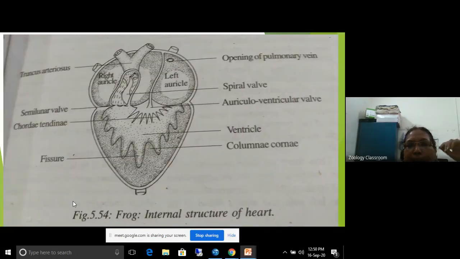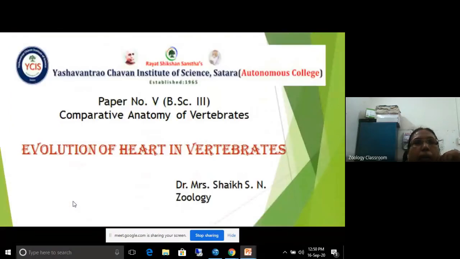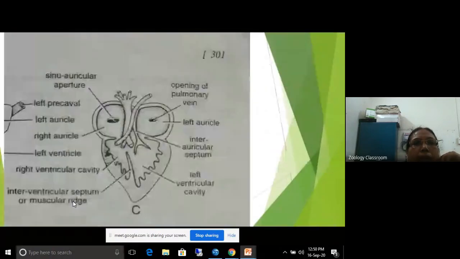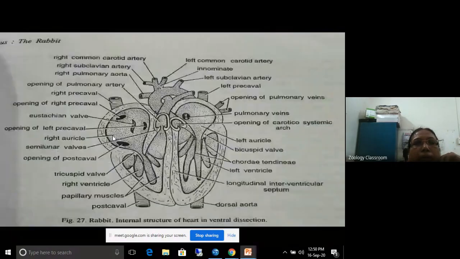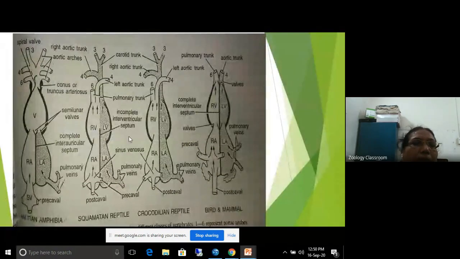We see this in the diagram. Next diagram. So this is the diagram in the bird and mammal. And this is the amphibian frog.